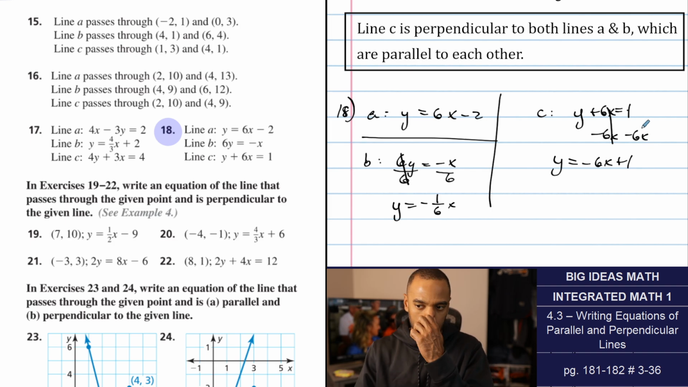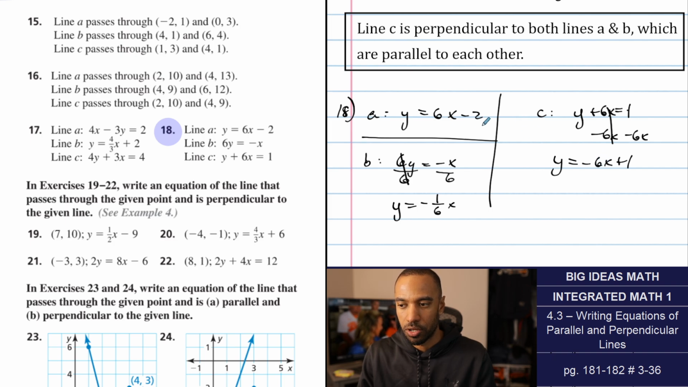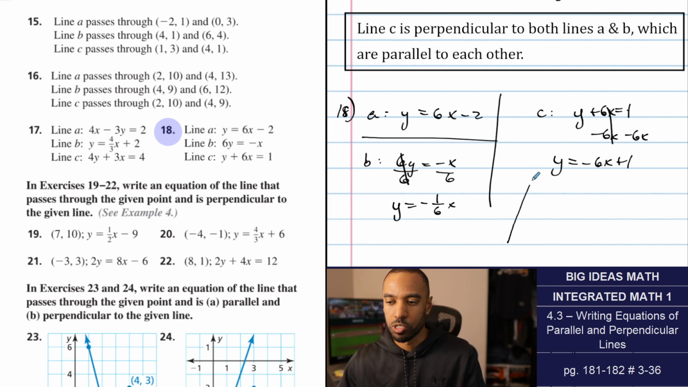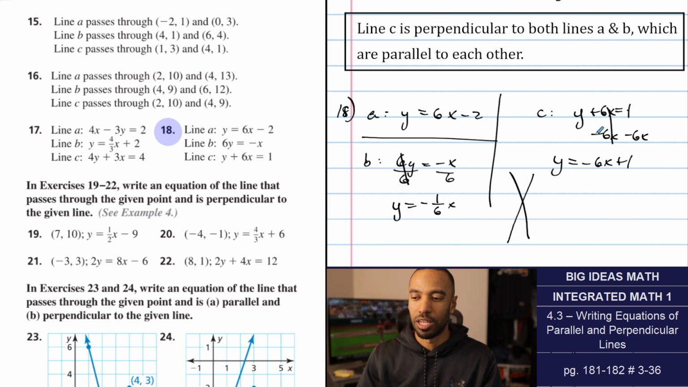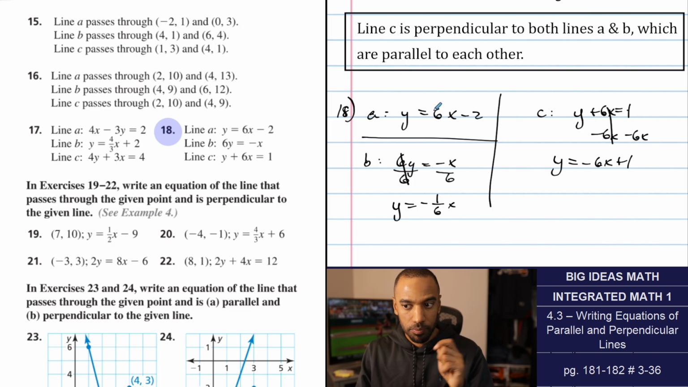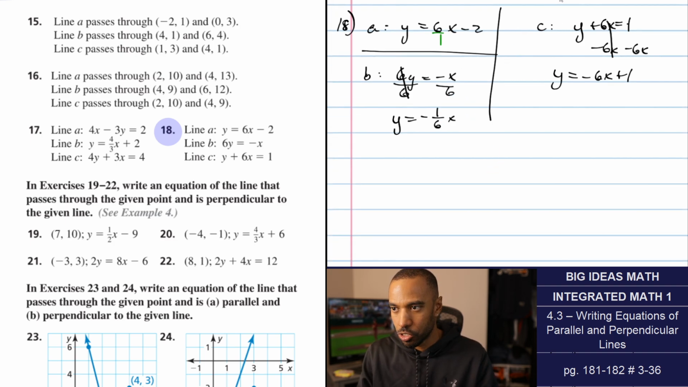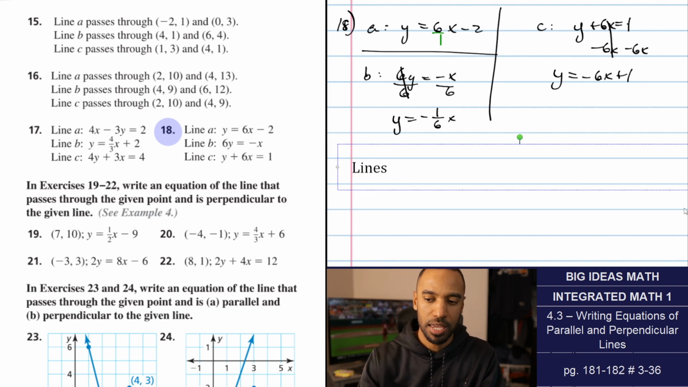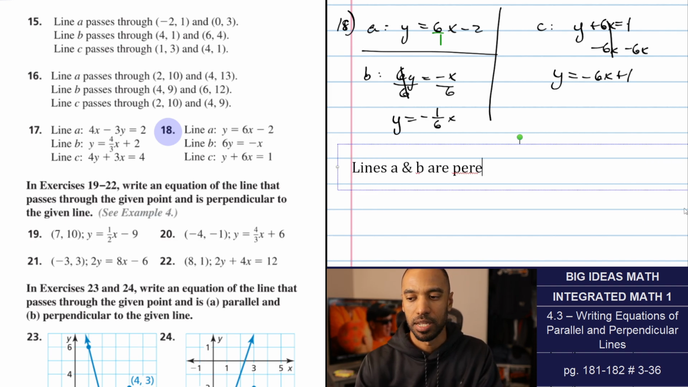All right, let's look at them. We got 6, negative 1/6, and negative 6. 6 and negative 6 are not perpendicular to each other, nor are they parallel to each other. They're just opposite slopes. One is going up 6 over 1, one's going down 6 over 1. They intersect, not perpendicularly. However, this is an opposite reciprocal of that because 6 is 6 over 1. So 6 over 1, negative 1 over 6 means A and B are perpendicular to each other. C is just a nothing burger in comparison to them. So lines A and B are perpendicular.